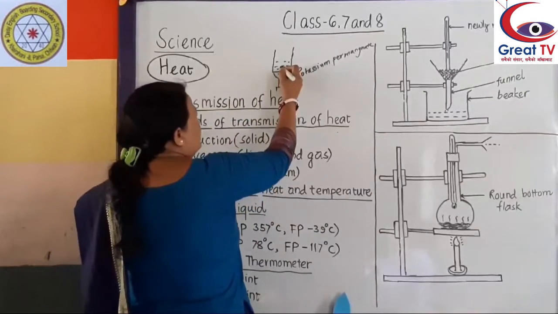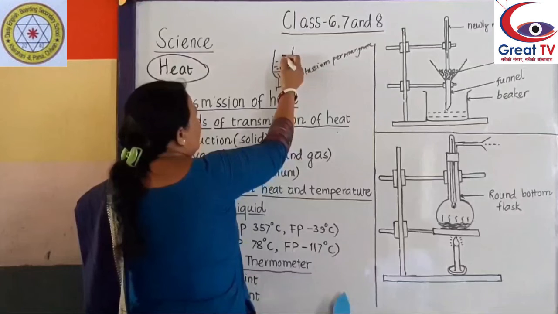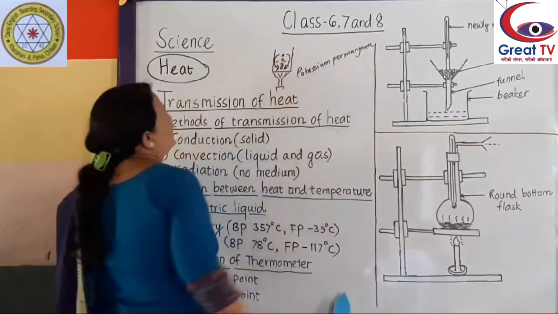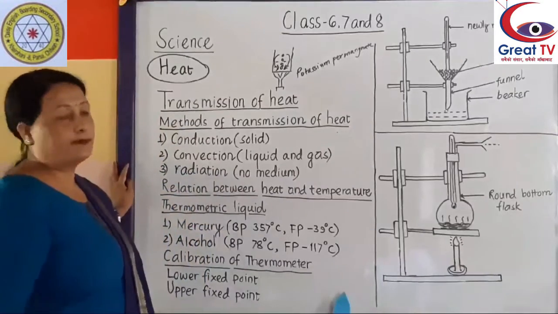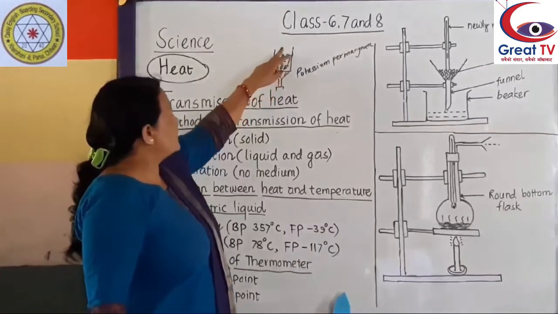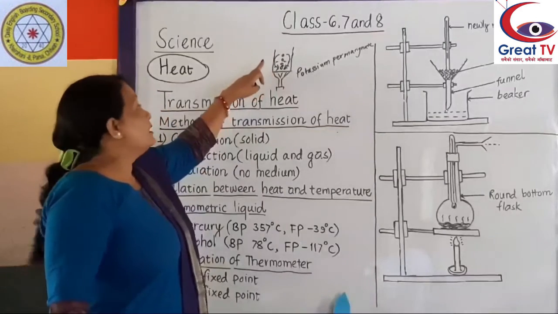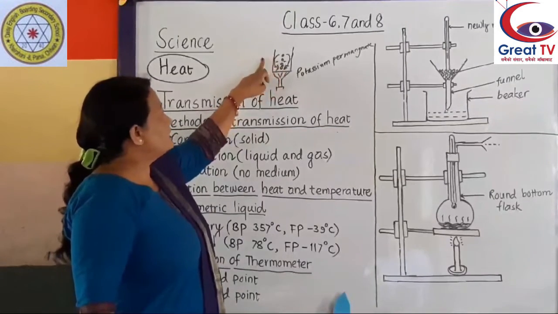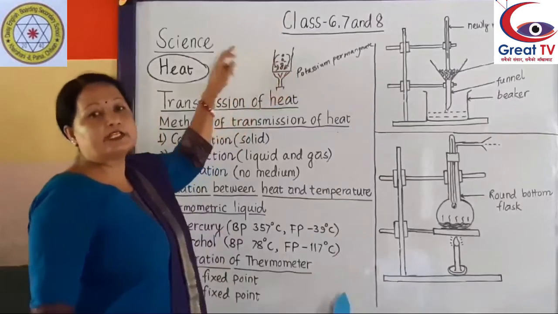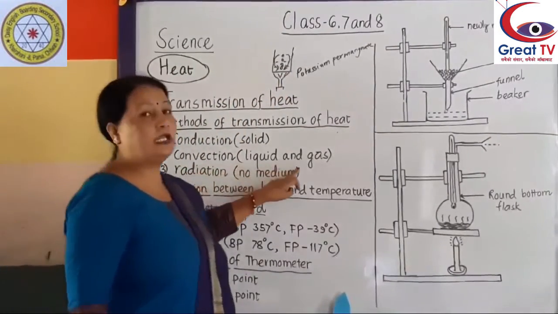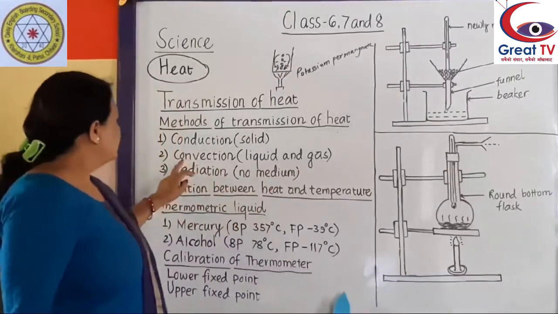Hot molecules rise up and cold molecules come down to replace the vacant place. This pattern is called convectional current. The convection method takes place in liquids and gases.